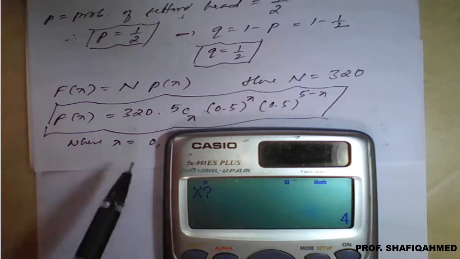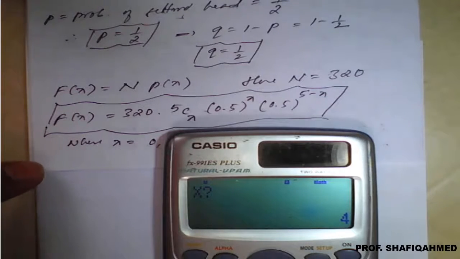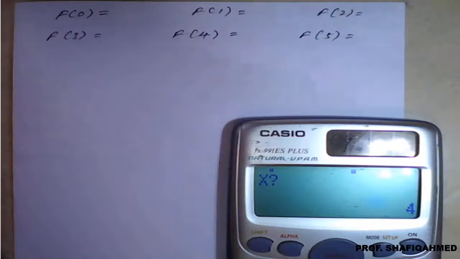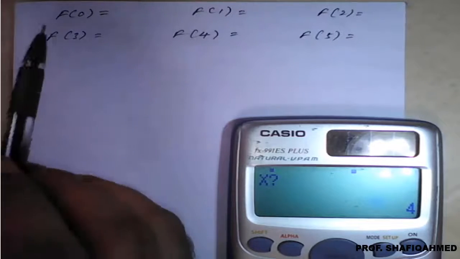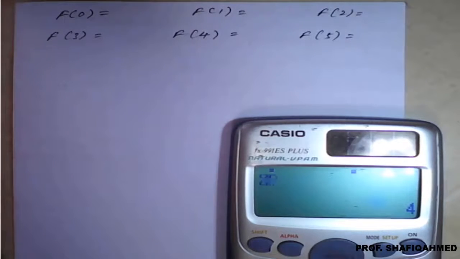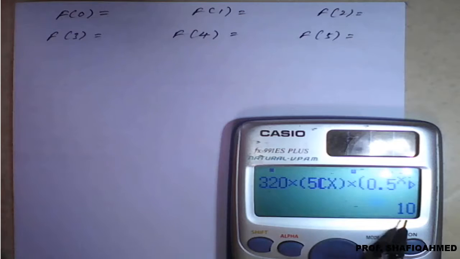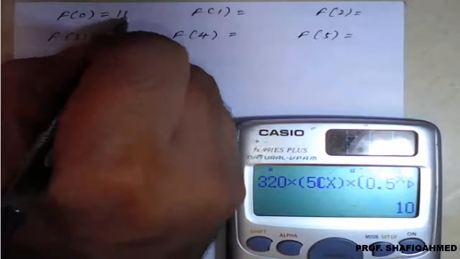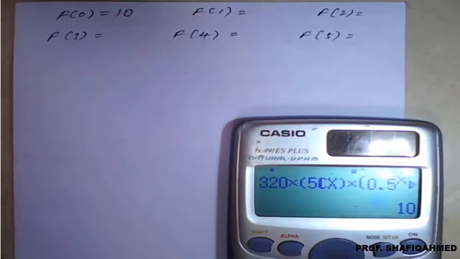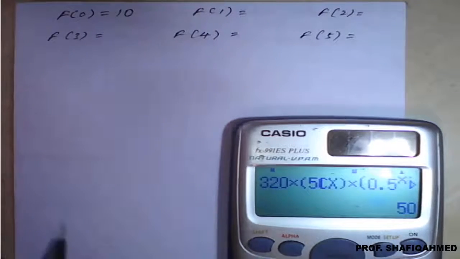So we'll start with when x is 0, what answer will we get? 0. Okay, so now when you put x equal to 0, the value is 10, we'll write here 10. When x is equal to 1, the answer is 50.